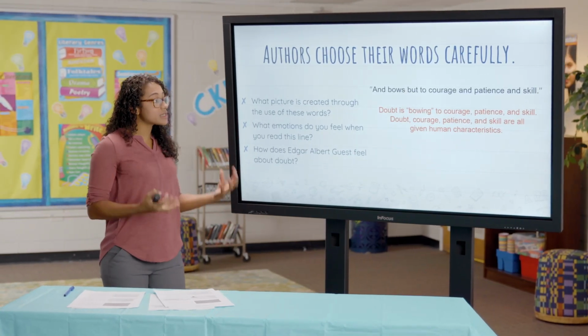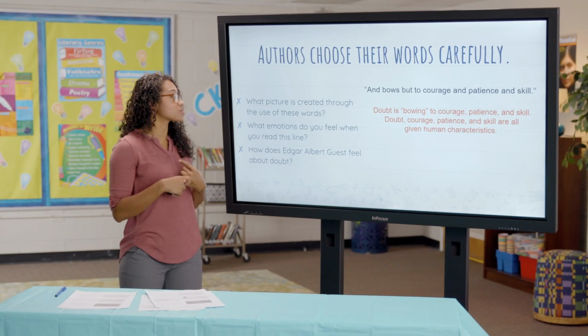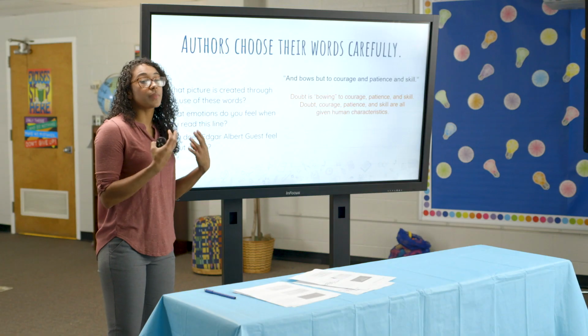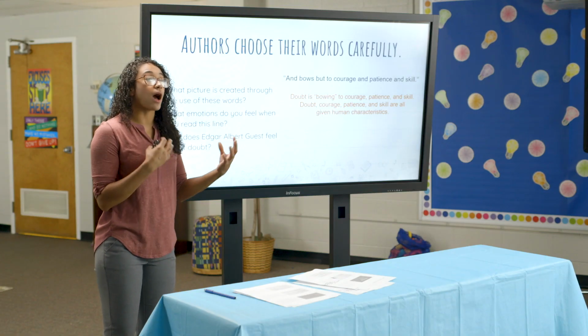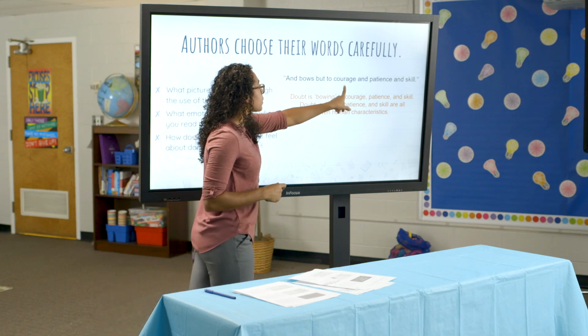So again, let's look at this line one more time and ask ourselves, what picture is created through the use of these words? What emotions do you feel? And how does Edgar Albert Guest feel about this idea of doubt? You should have pictured almost someone bowing or being defeated by something else. Doubt can be defeated by courage, patience, and skill.